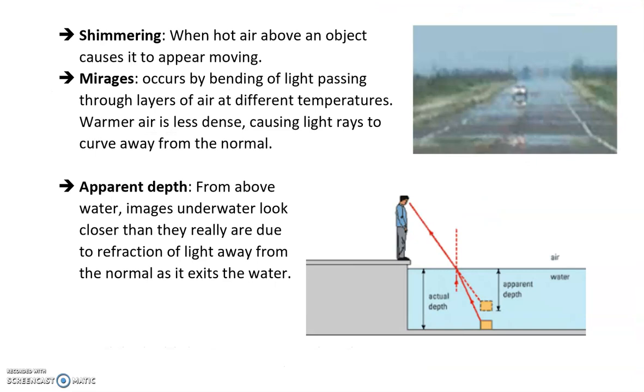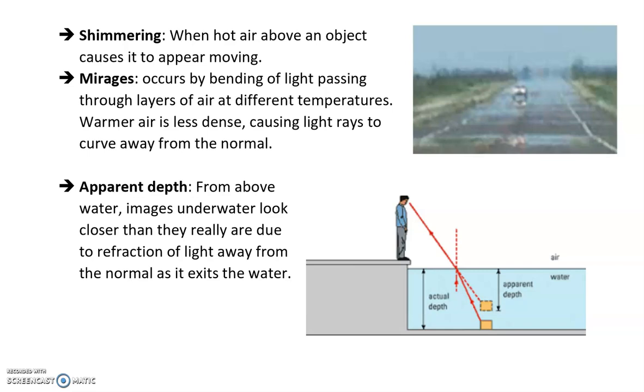Another example that we see is shimmering, and that's when hot air above an object causes it to appear moving. You've probably seen on a very hot day, when you look out at an area that's paved and very dark that absorbs a lot of sunlight, you'll notice that it seems that the light is kind of moving. And that's because you've got cold air from the atmosphere meeting very hot air close to the ground. And as those interact, because air is a gas, they're going to interact very rapidly, and they're going to cause it to look like it's moving.